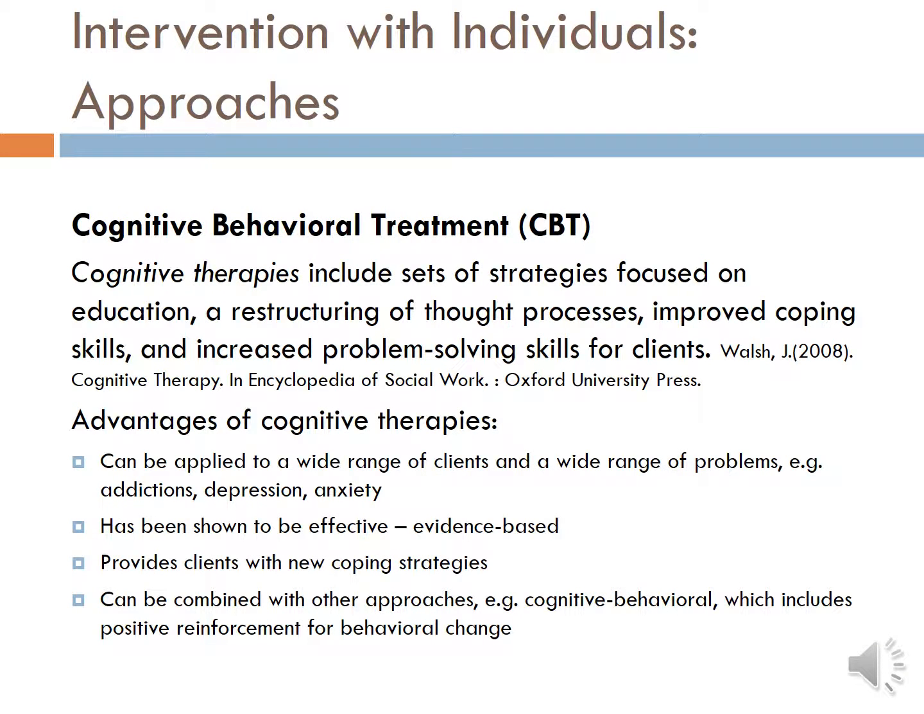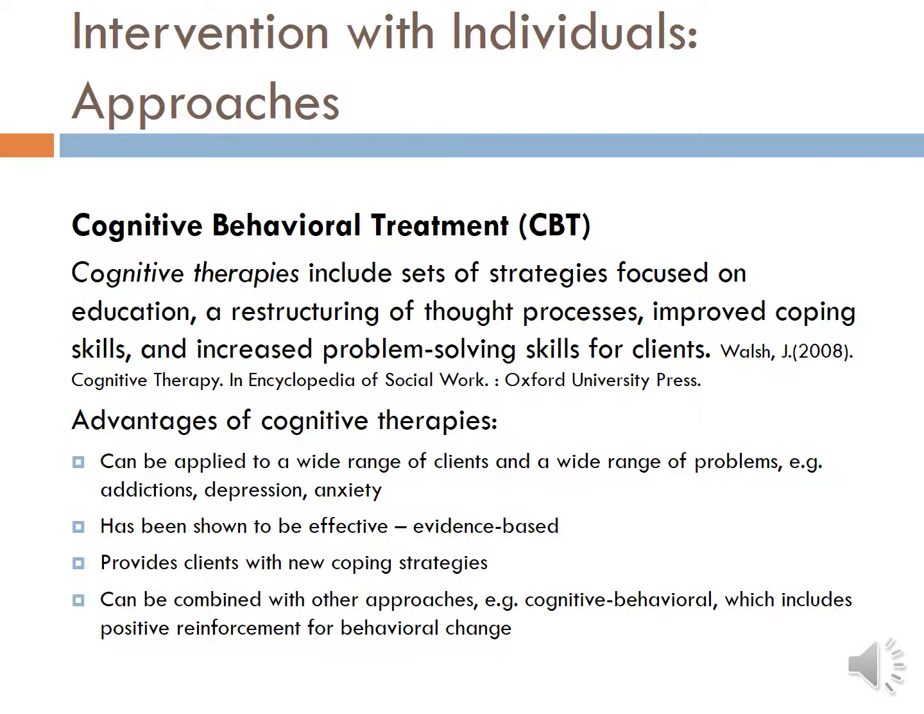So cognitive behavioral treatment falls under cognitive therapies. I have included a definition from the Encyclopedia of Social Work. Cognitive therapies include sets of strategies focused on education, a restructuring of thought processes, improved coping skills, and increased problem-solving skills for clients. The focus is more on thoughts versus feelings, for example, and at least on the connection between thoughts, what thoughts create what types of feelings for the client.